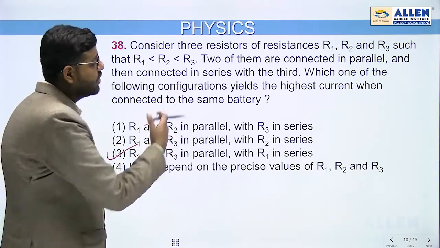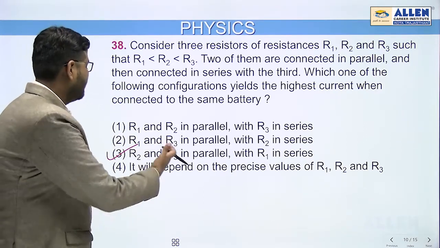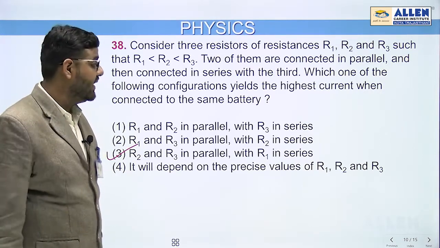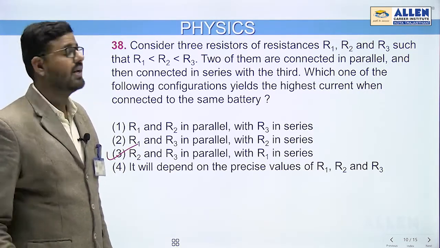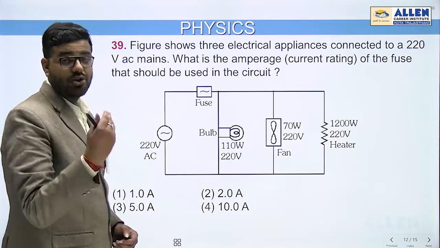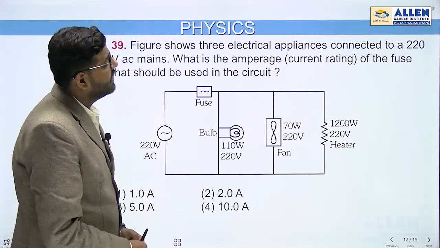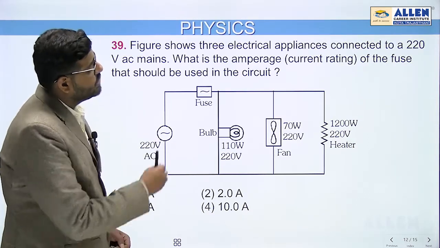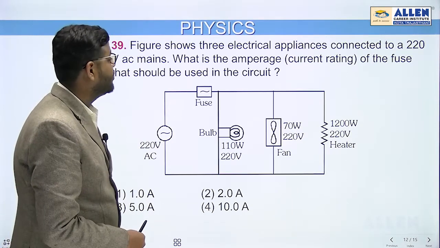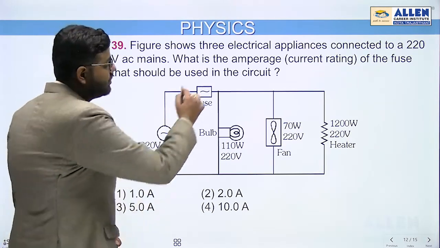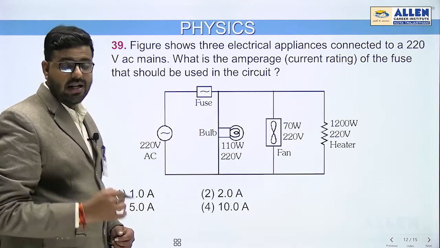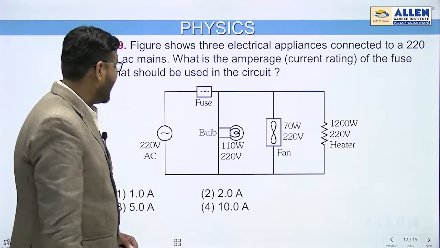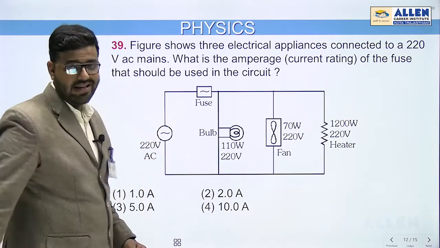So here, which configuration yields the highest current? Obviously configuration 3, that is R2 and R3 in parallel with R1 in series, will yield the highest current. Now let us discuss the next question, question number 39. The figure shows three electrical appliances connected to a 220 volt AC mains. What is the amperage, that is the current rating of the fuse that should be used in the circuit? As you can see, we are given a circuit diagram in which three appliances are connected, that is a bulb, a fan and a heater, and it is connected to a 220 volt AC supply.